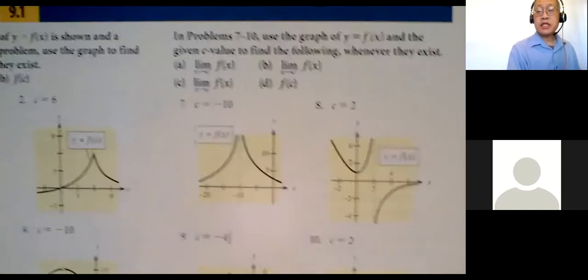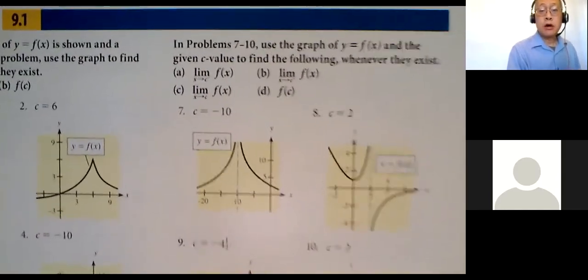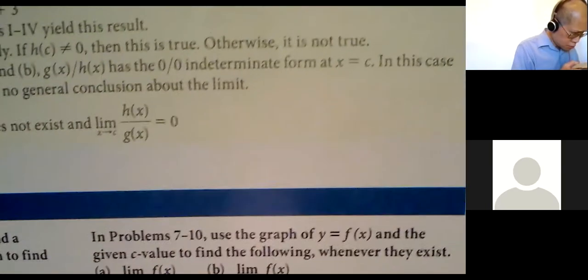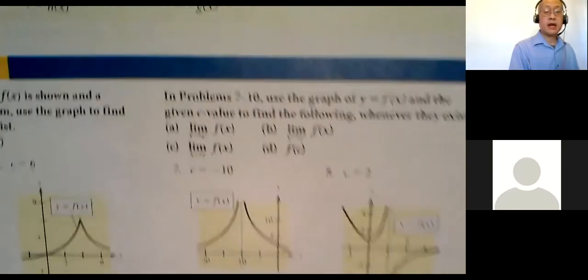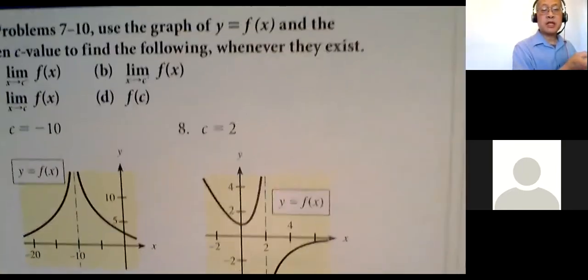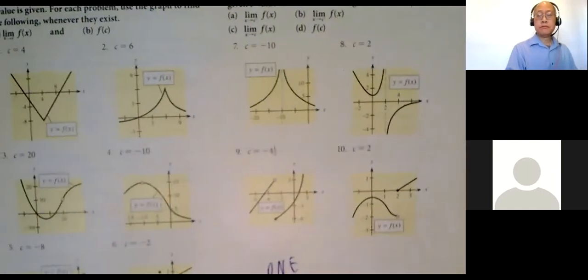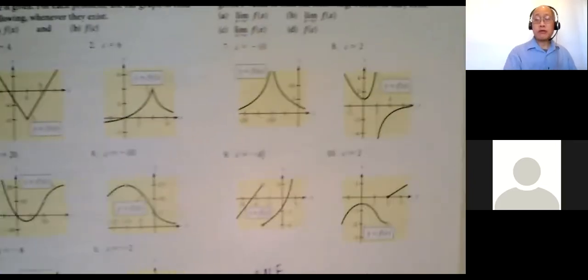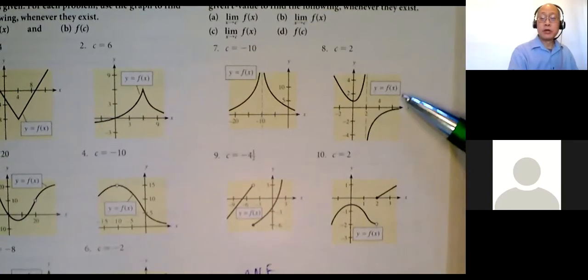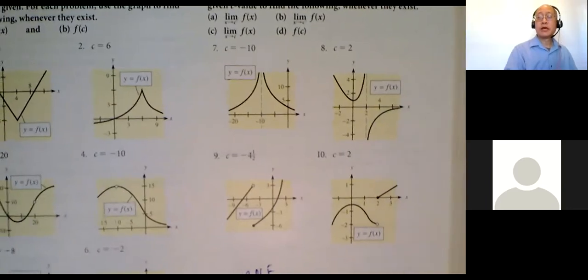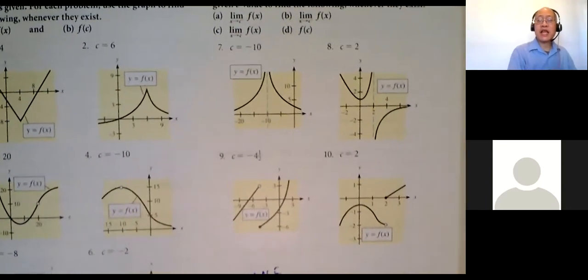Part B, x approaches c. Oh, I'm sorry. No, I had it right. Yeah, it's left first and then right. B, see how there's a plus sign? So we're approaching 2 from the right side. When I approach 2 from the right side, we drop to negative infinity. Okay, so 8b is negative infinity.